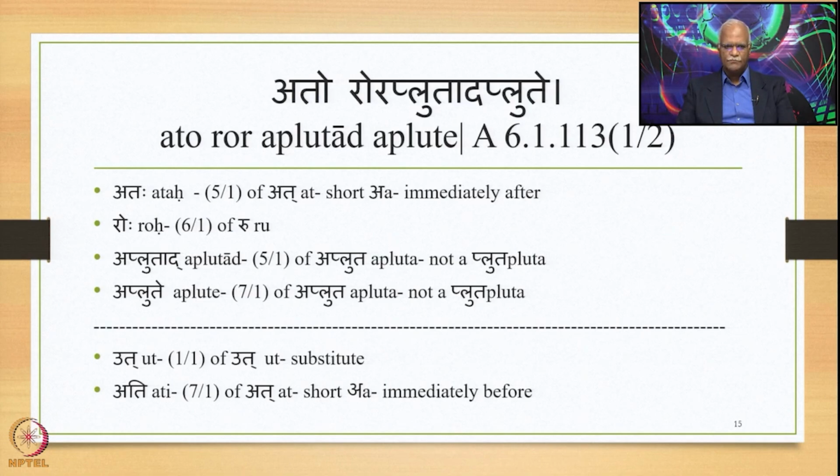So, aplutat qualifies ataha, and the other 2 words continued in the sutra are ut, which is 1/1 of ut, which means short u, and this short u is the substitute, and ati, which is 7/1 of at referring to short a. So, ati means immediately before.